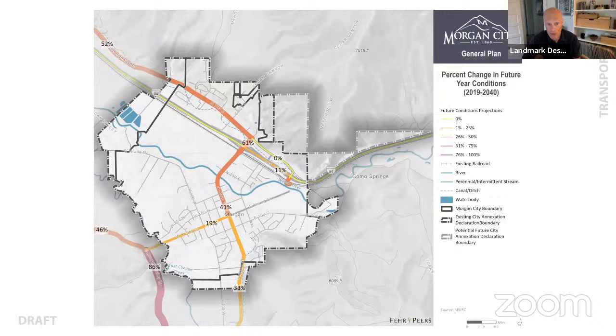And this sort of summarizes it, where you're going to see change in transportation over time and where there's going to be more needs. So the darker the color on here, the reds and oranges, is where there's going to be more and more traffic input over time.